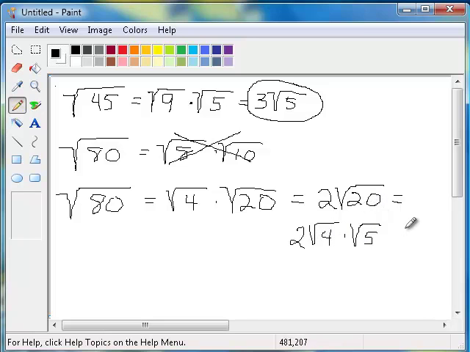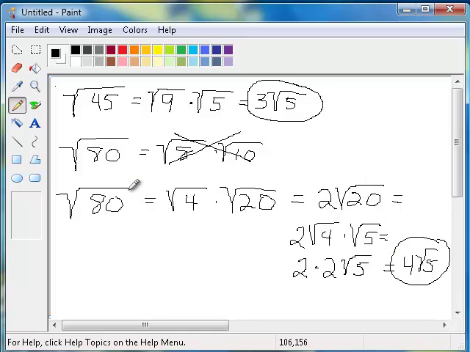Square root of 4 is 2, so it's going to be 2, and this is all multiplication, so it's 2 times 2 square root of 5, which gives us the correct answer of 4 square root of 5. And if you put this in your calculator, you will get that same decimal number that you got for 2 square root of 20 and that you got for square root of 80.